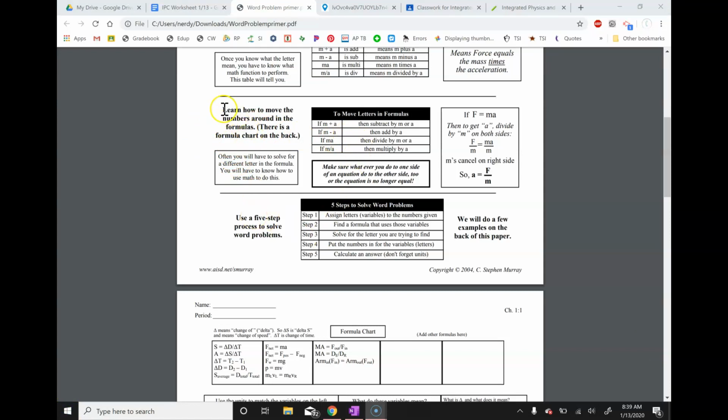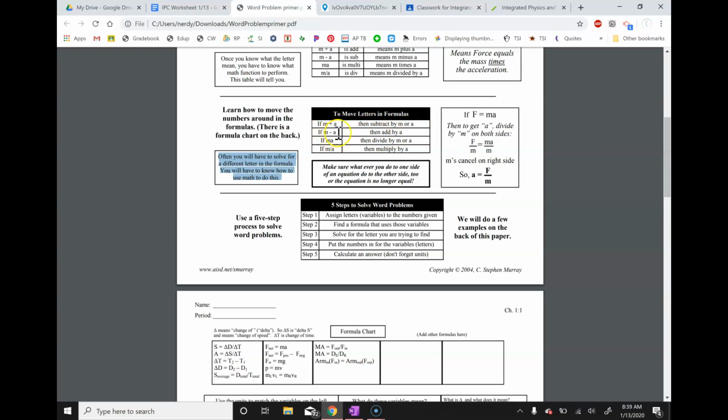So we are here learning how to move the numbers around the formulas, and there is a formula chart on the back to help you. So often you're going to have to solve for a different letter in the formula. You will have to know how to use the math for this. So if m plus a, if you're trying to move the m or a to the other side of the formula, then you are going to subtract by m or a.